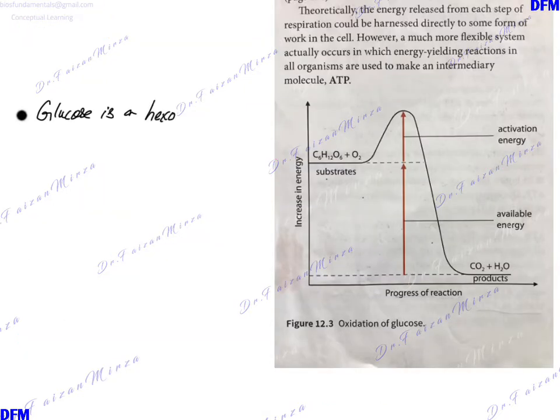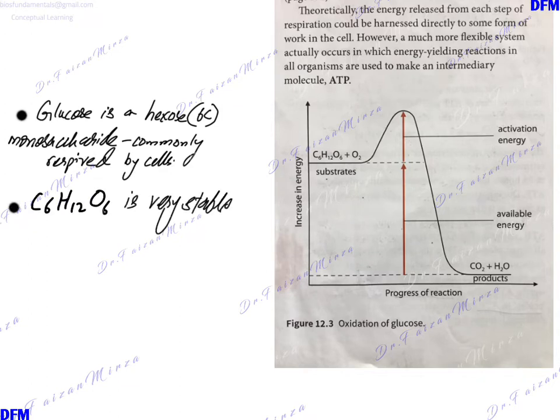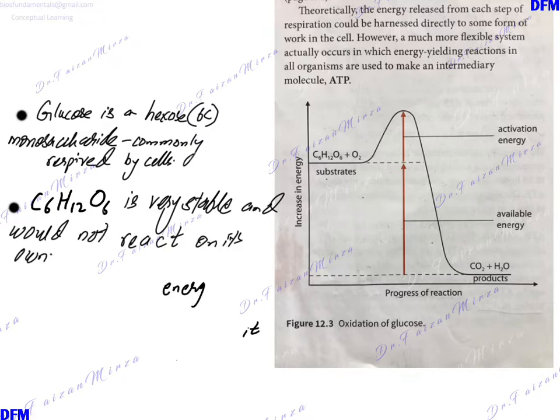When ATP is produced, we know that glucose is a hexose sugar, a 6-carbon monosaccharide, which is commonly respired, and ATP is produced from it. So C6H12O6 is a very stable compound. It would not react on its own. So how do you make it react? You make it react by providing energy to this compound, the activation energy.